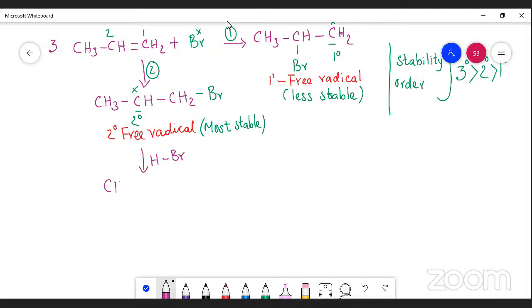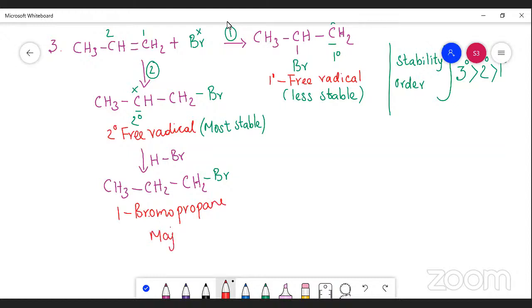Here it is CH3, CH2, CH2, Br. That is 1-bromopropane. So 1-bromopropane is the major product.